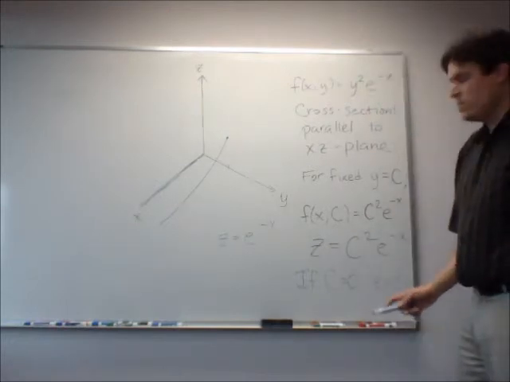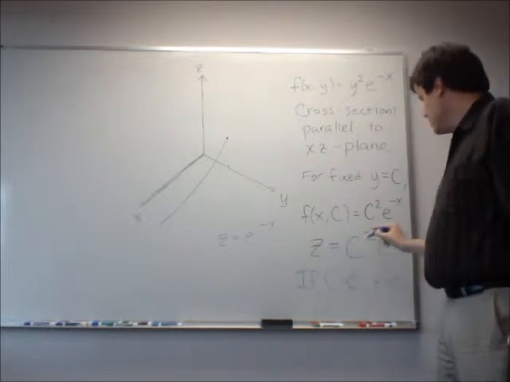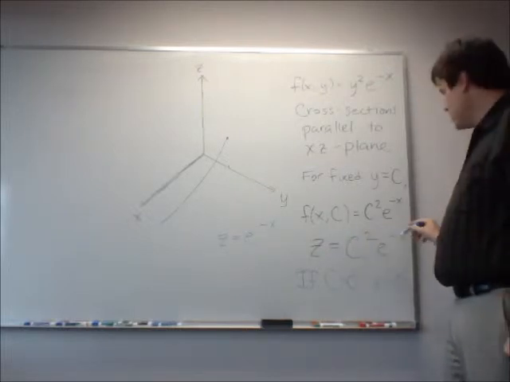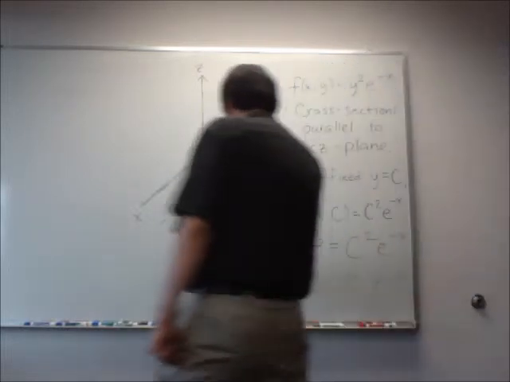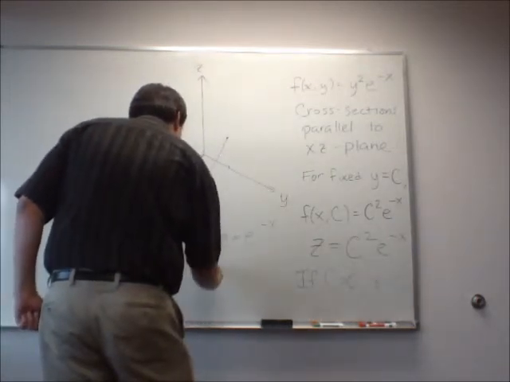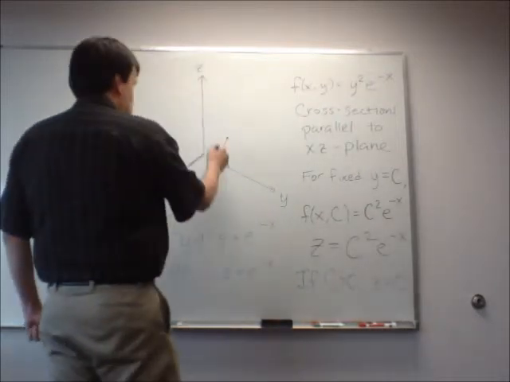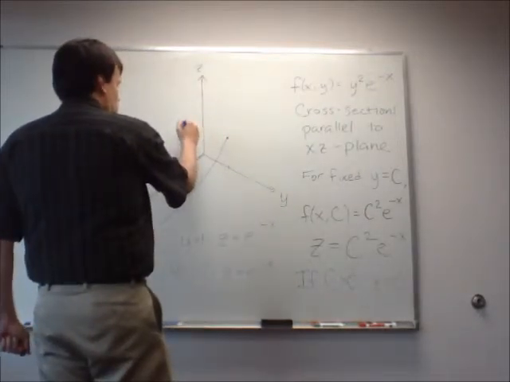And similarly, if y is negative 1, then again I get z equals negative 1 squared, or 1, times e to the minus x. So this equation is true when y equals 1. It's also true when y equals negative 1. I get z equals e to the negative x again. So over here, where y is equal to negative 1, I'm going to put a point at height 1.